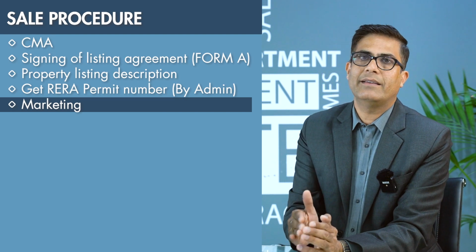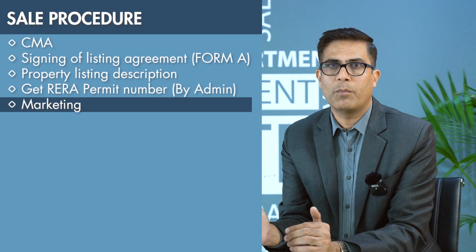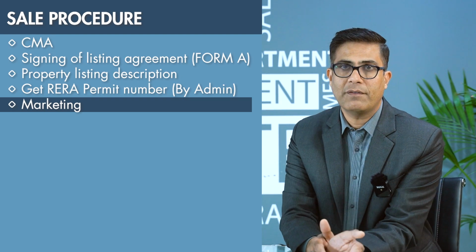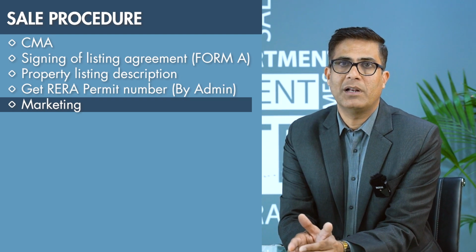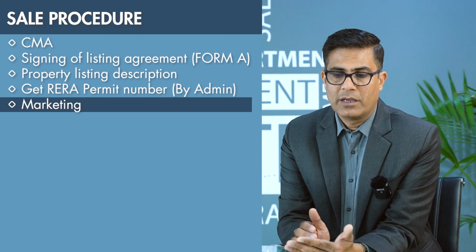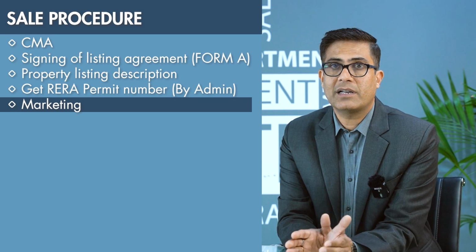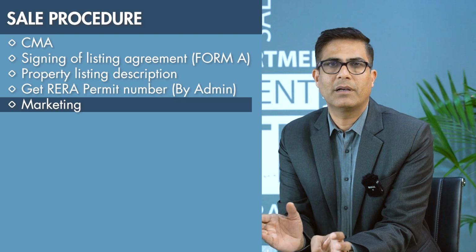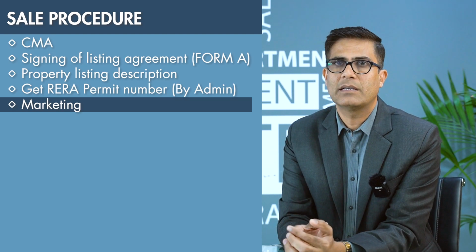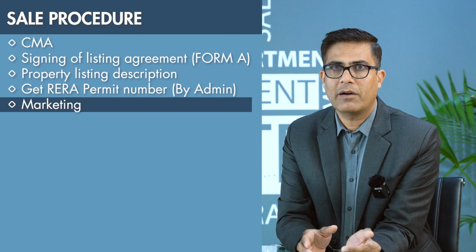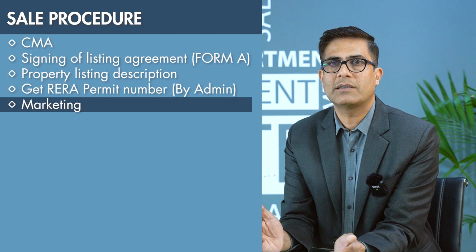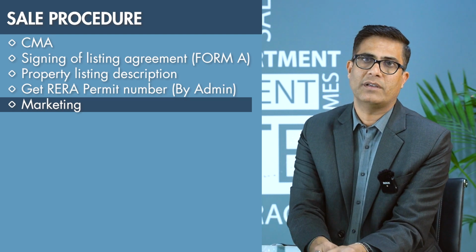Again, marketing is putting the property on portals, for which you need the photographs and, if possible, a video. You need at least 10 professional photographs for a property before you market, because without photographs it makes no sense. So you've got the RERA permit and the listing agreement, and then you go take the pictures and give it back to the back office.